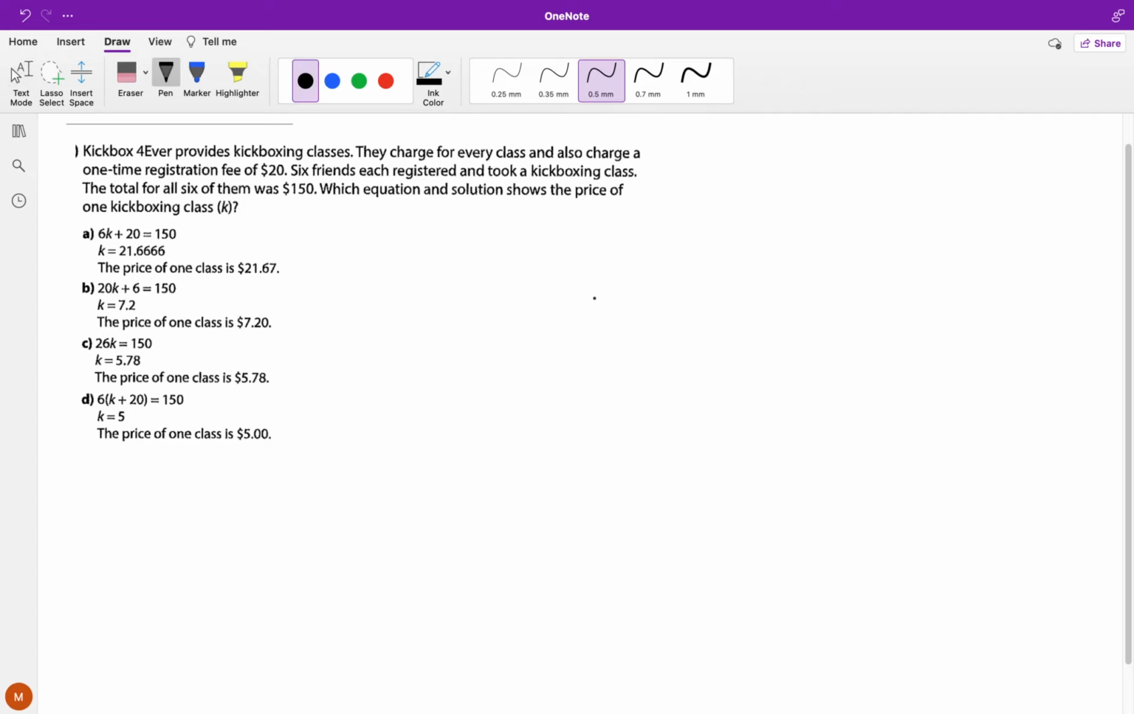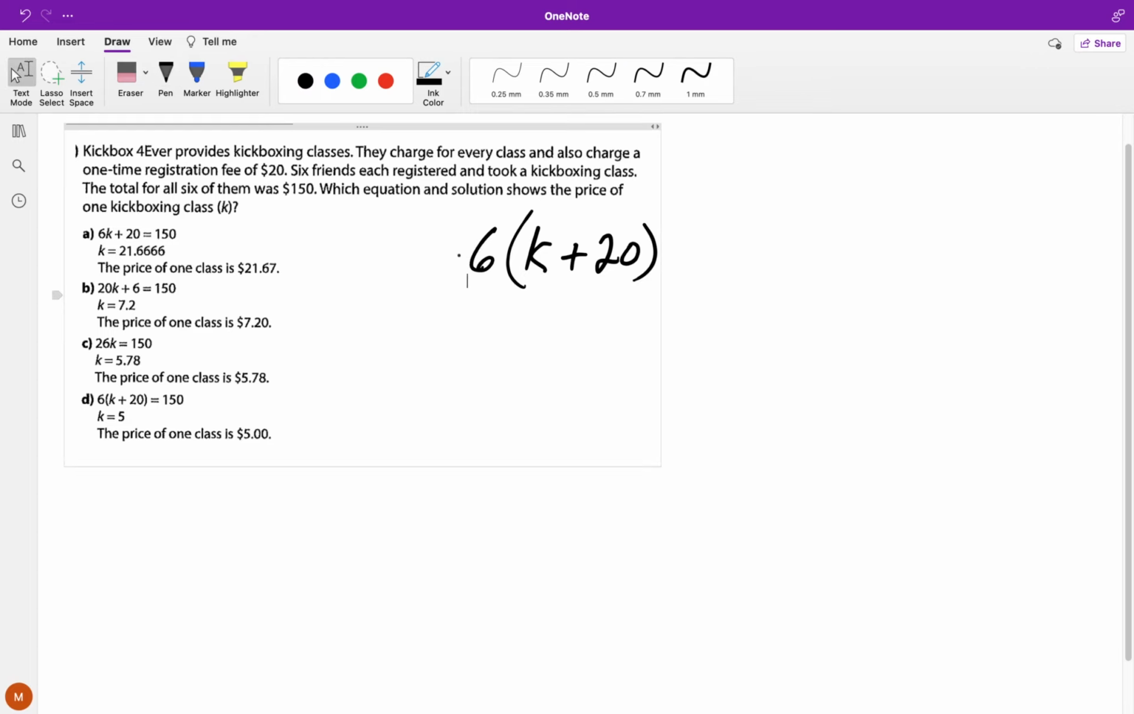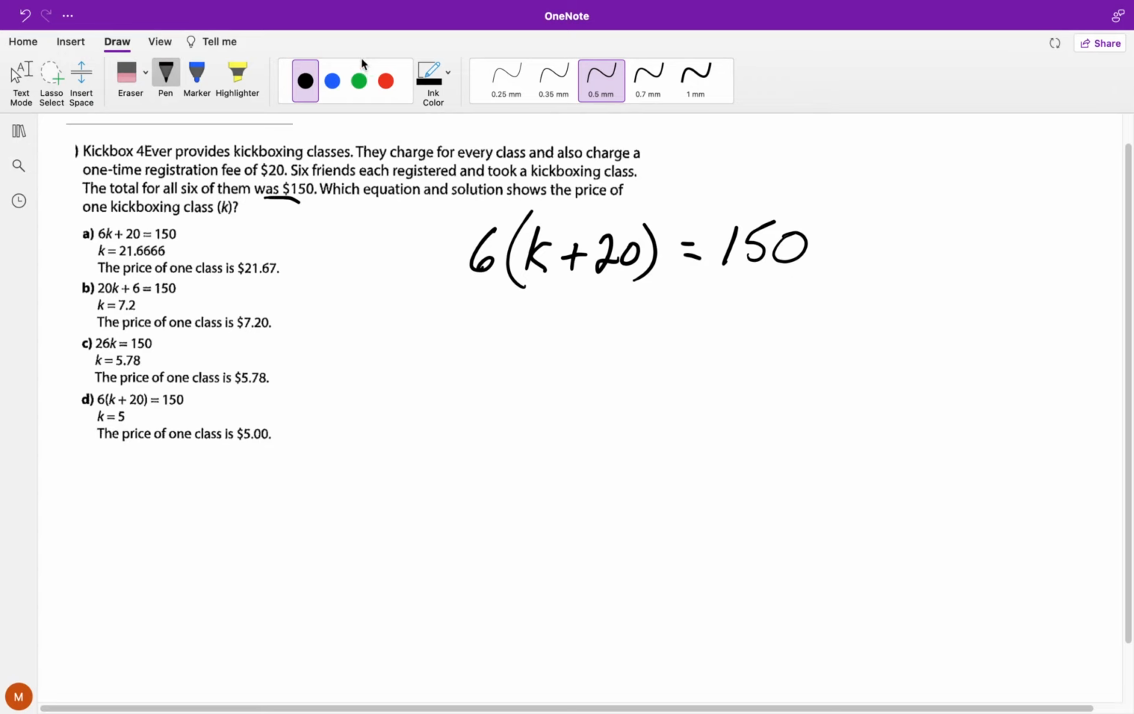So the way that we can represent this is, one, we have the cost of the kickboxing class. So they use K for all of it. You can use C, you can use whatever you want. But each person, because they're also charging a one-time registration fee, we're having K, whatever the cost of the class is, plus $20. So that is what each person is going to pay. There are 6 of them, and if there's 6 people all paying the same amount, well, we can represent repeated addition through multiplying. So that's how we can do 6 times K plus 20. The total cost for all 6 was $150. So this is representing it.